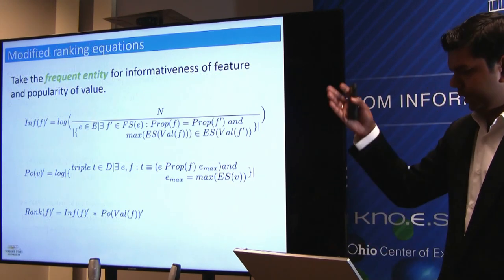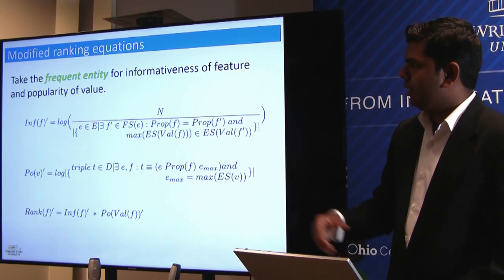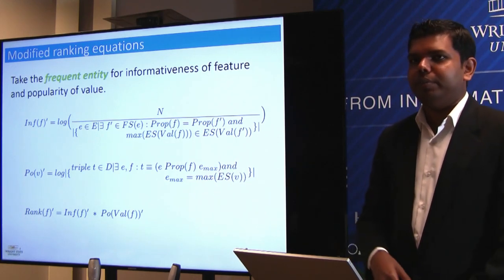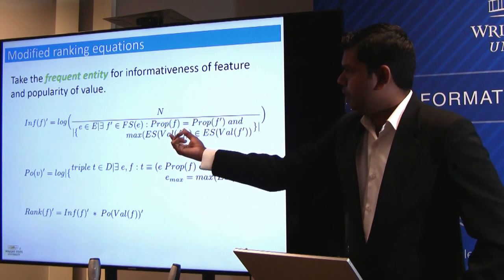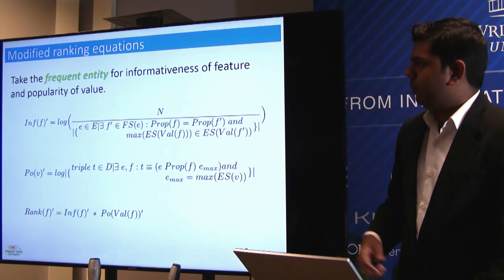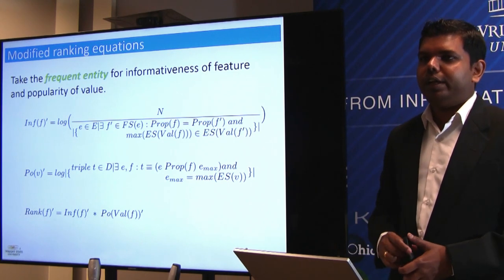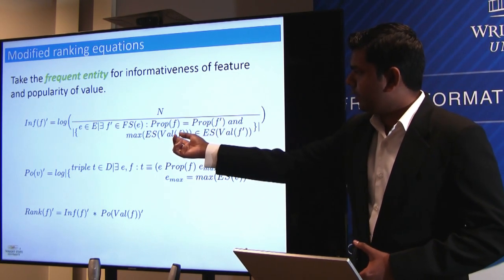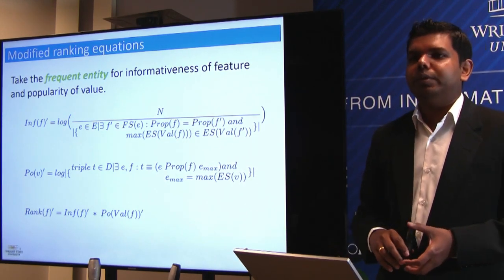So, simply stating how we modify the equations to work here. The same equations: informativeness, popularity, and the product of them as the rank score. We just adapt the value part here. For example, for informativeness, we get the most frequent entity, and then use it to map for triples and then count the number of triples we have.